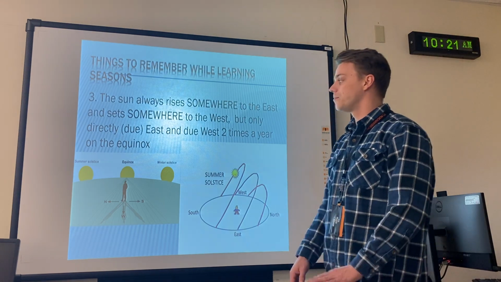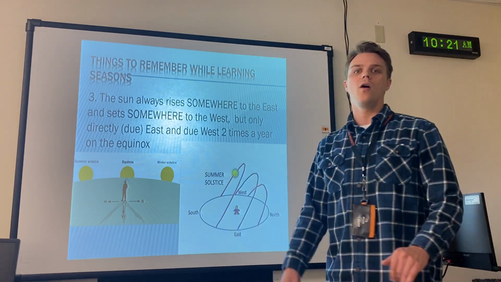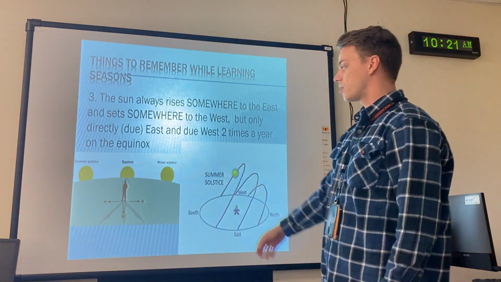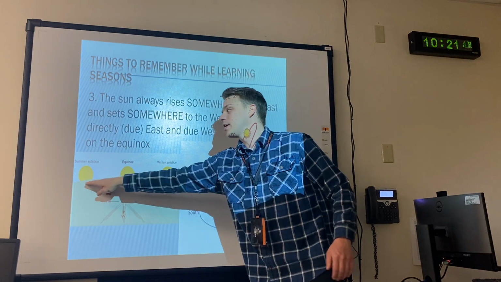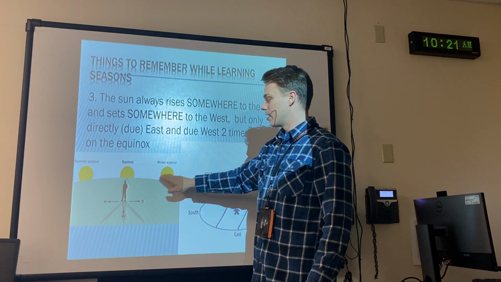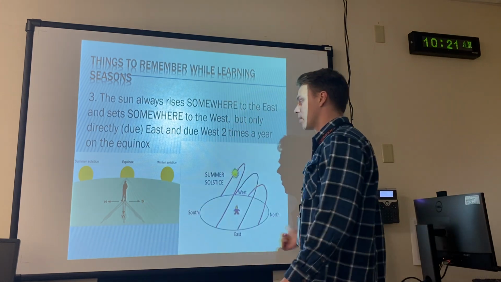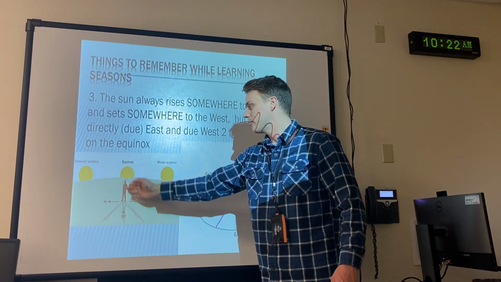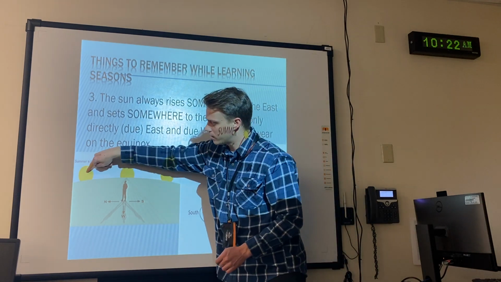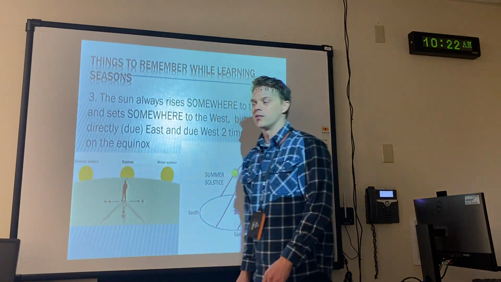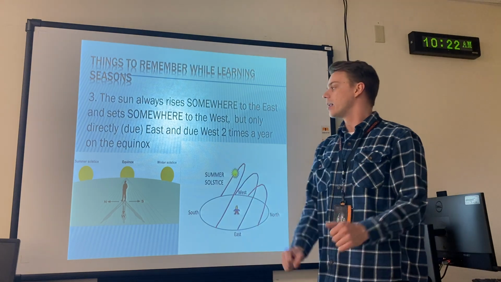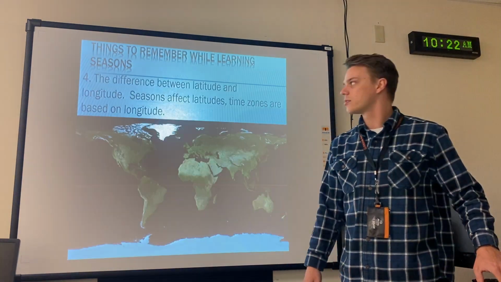Another thing that we need to keep in mind: the sun always rises somewhere in the east, okay? If you look at this person standing here, they're looking at the horizon. This would be winter, so the sun is going to be rising. You see the south here? South is this way. It's always rising somewhere in the east over here. It's just that in the winter, it's more on the south side of east, and in the summer, it's more on the north side of east. But it's always somewhere east, okay? The sun always rises somewhere east and always sets somewhere in the west.